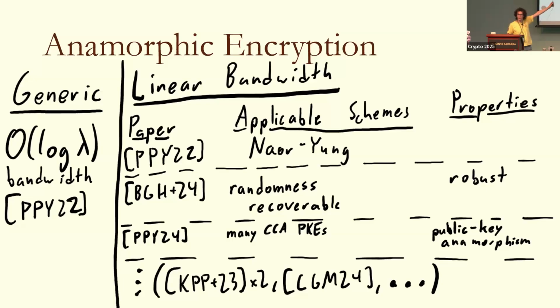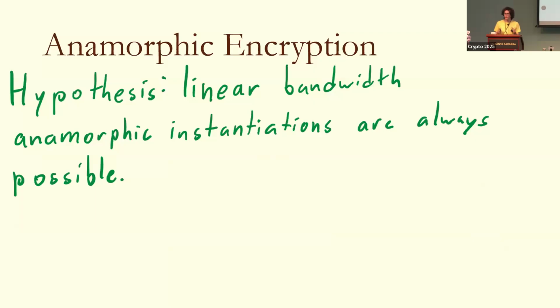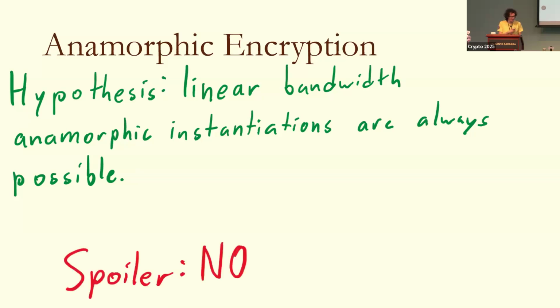But since we have so many works for specific schemes, and we have one approach that works generically, we might hope that, hey, actually, there is a generic approach with linear bandwidth. So this is the kind of big hypothesis in anamorphic encryption before this work: that linear bandwidth anamorphic instantiations should kind of always be possible. At least heuristically, this should always be possible. And the result that we show is that, hey, actually, no, this is not true. They are not always possible. Sometimes log is the best you can do.